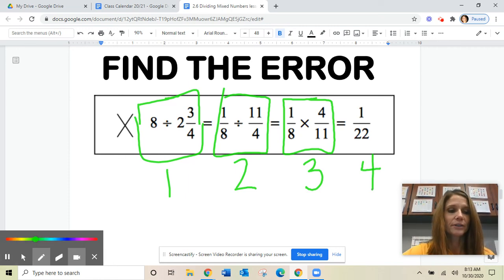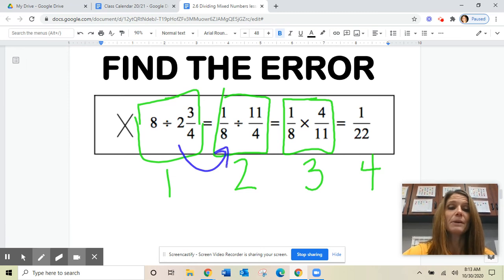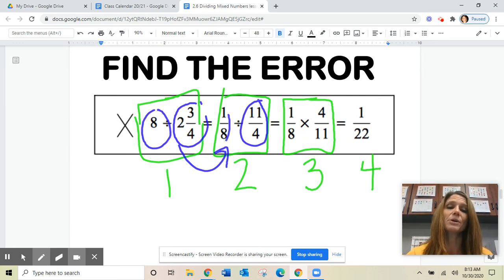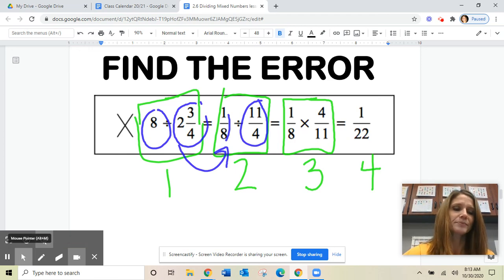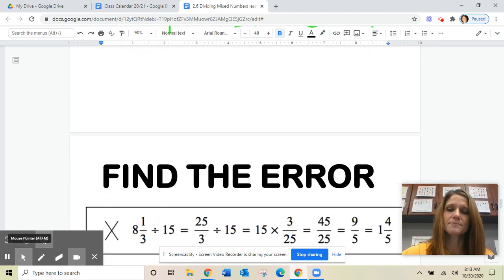I bet you discovered that my error was made in step 1. When I went to step 2, I ended up keeping the improper fraction and flipping over the whole number to a reciprocal. And it's not flip, change, keep. It's keep, change, flip. So I set up my problem wrong. Let's try another one.